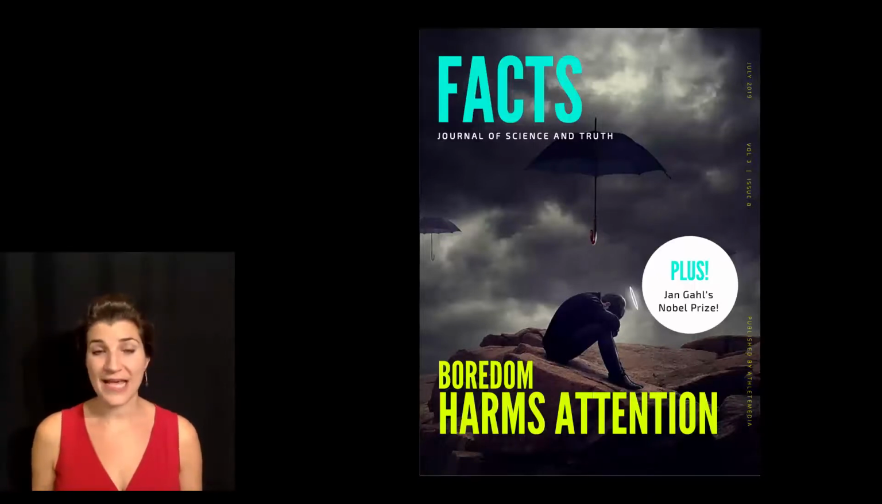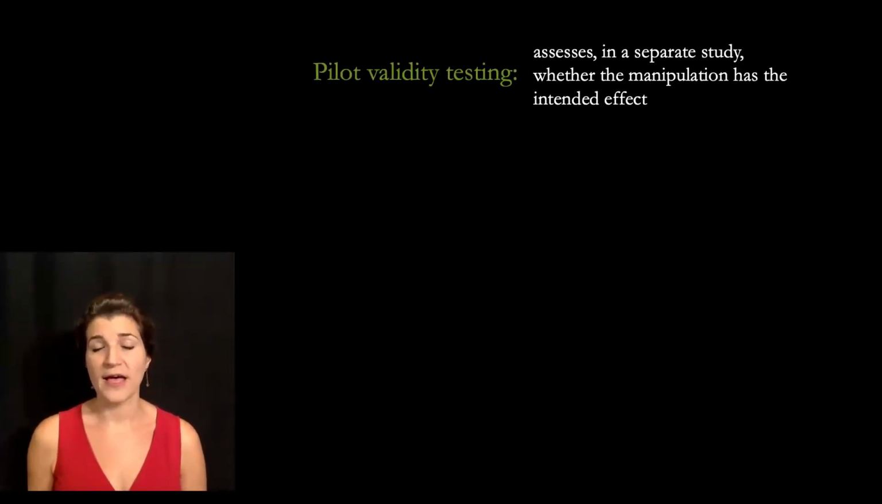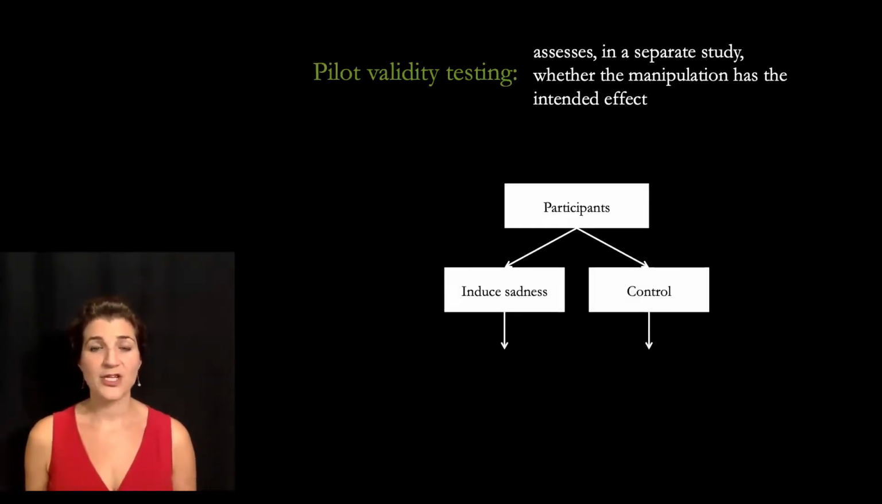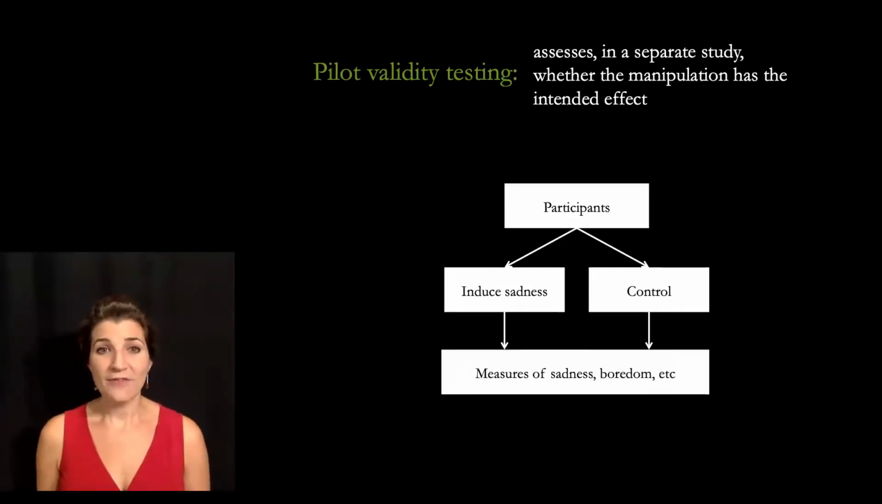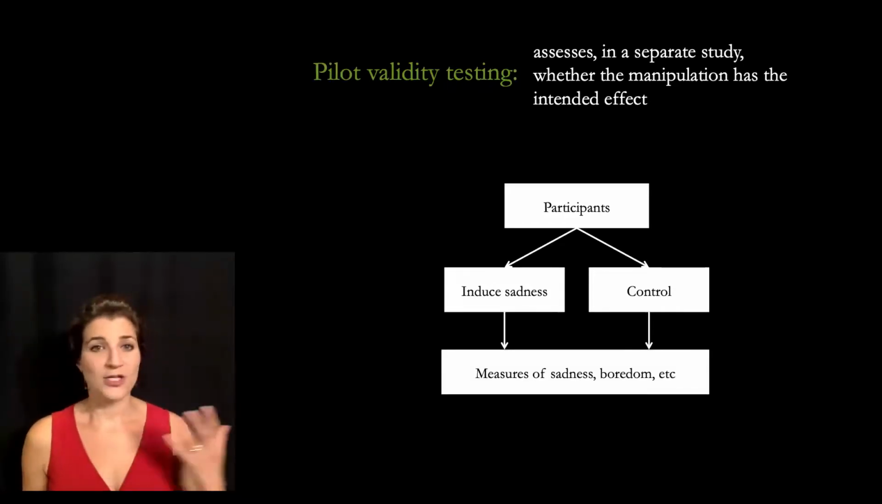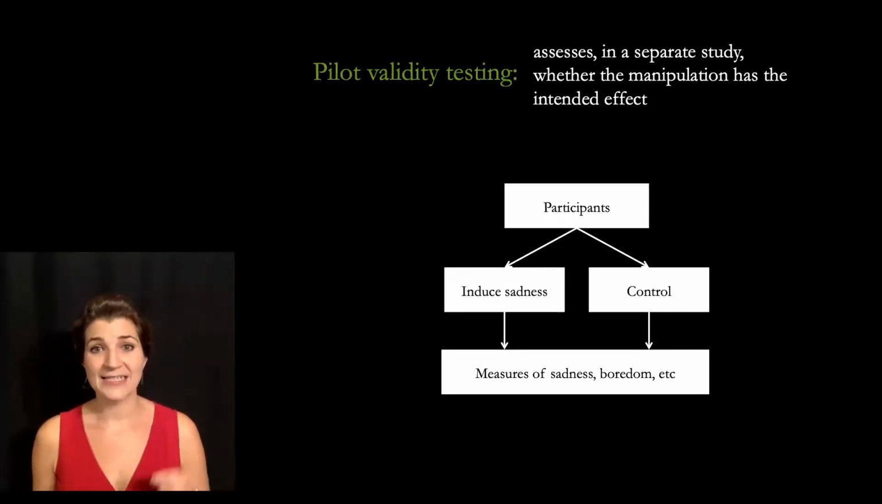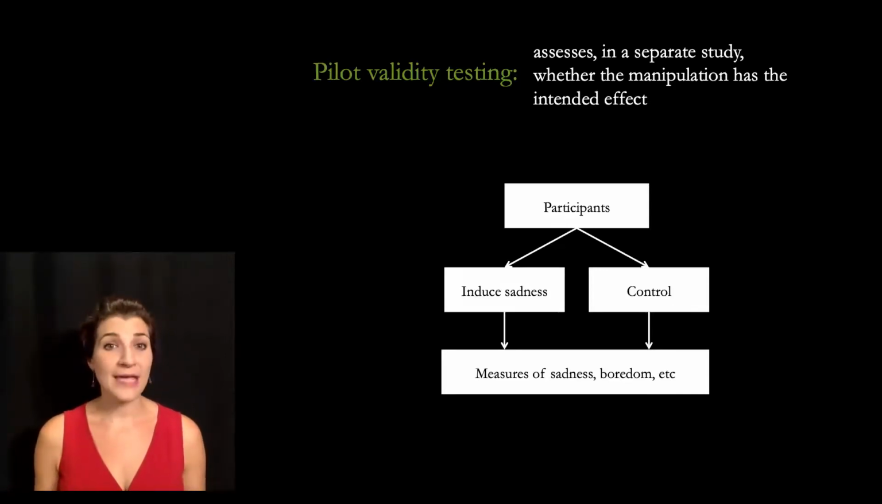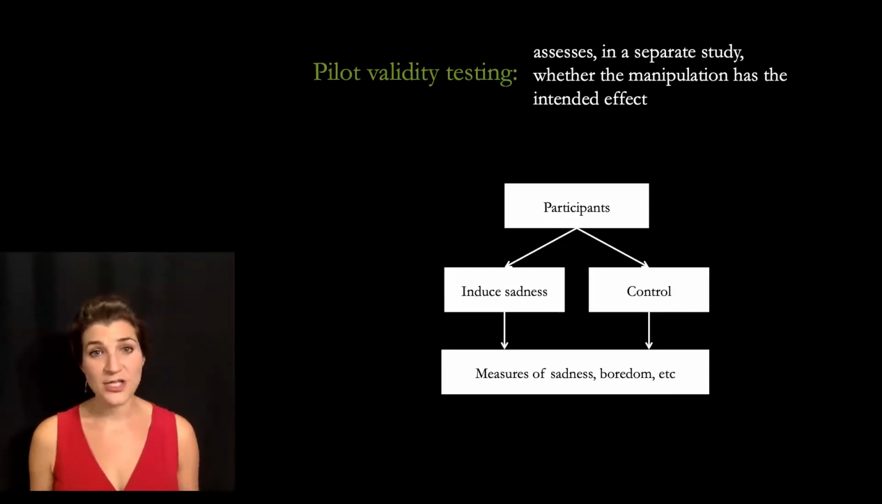So how do we know whether it was actually sadness? Well, one thing we can do is run a pilot study to ensure that our manipulation actually affects what it was supposed to affect. So before we run our main study, we just run participants through the same kind of manipulation, but then rather than measuring attention, we give them questionnaires, physiological measures, any other way of assessing whether sadness has actually been induced. So that way we know that when people watch those sad movies, they actually feel sad, but they don't in fact feel more bored. Then when we run the main study and see that the sadness manipulation affects attention, we can be more confident that it's actually because they were sad.